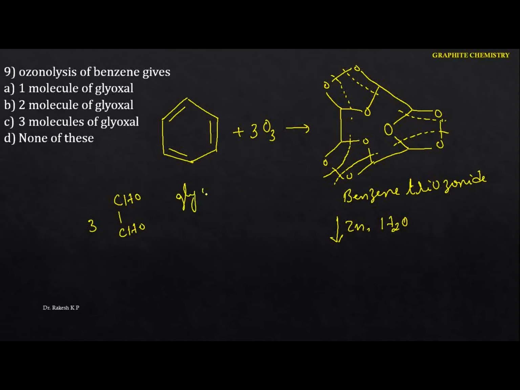This is the common name. This is glyoxal. How many molecules of glyoxal are we going to get? The 3 molecules. 3 molecules of glyoxal we are going to get when benzene undergoes ozonolysis. Hence, in this case the option is C. Okay, next one.